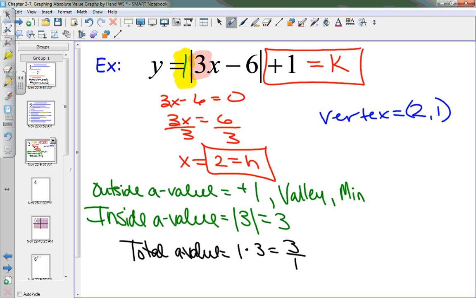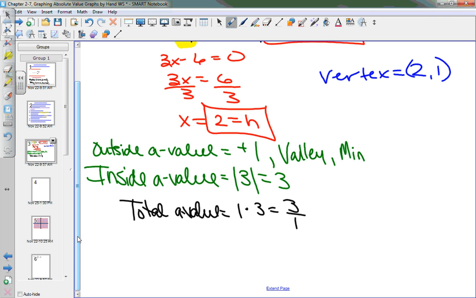Put it over 1. Good. So to put it over 1, we want to make it a fraction, right? Because this is my slope, which is going to be rise over run. But since I have a minimum, what do I do? Do I go up or do I go down? I am going to go up 3 units, and then from there, I'm going to do what with my run?